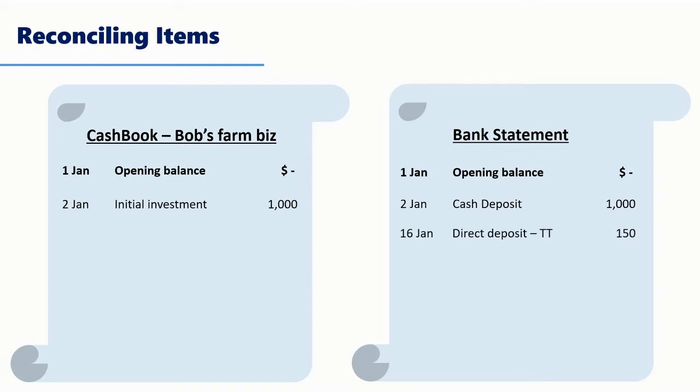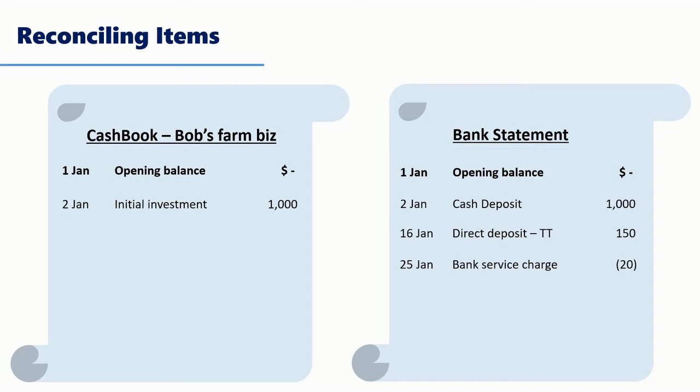The next cash transaction in the bank statement is a direct deposit from a customer via TT of $150. As Bob was unaware of this transaction, he did not record it in his books. According to the bank statement, there was also a bank service charge of $20 on 25th of Jan. Again, as Bob was unaware of this transaction, he did not record it in his books.